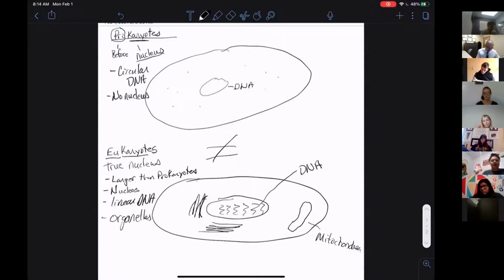And so these are the major differences between prokaryotes and eukaryotes. Prokaryotes have that circular DNA. They have no nucleus. They really have no organelles to speak of. Whereas eukaryotes have true nuclei. They are very much larger than the prokaryotes. They have a nucleus, they have linear DNA, and they have organelles. Those are the major differences between the two.